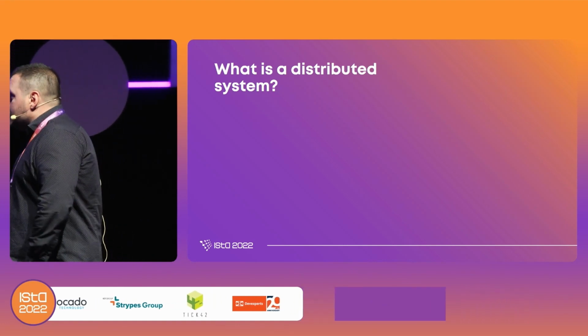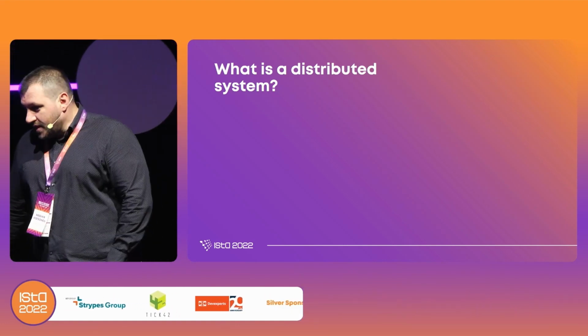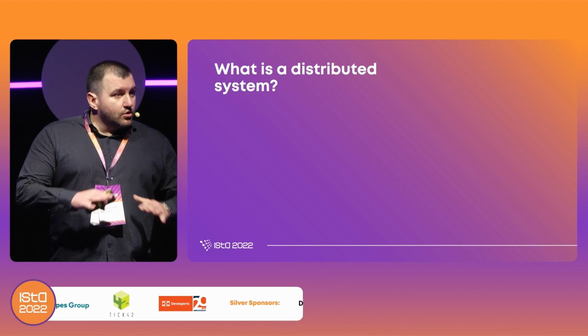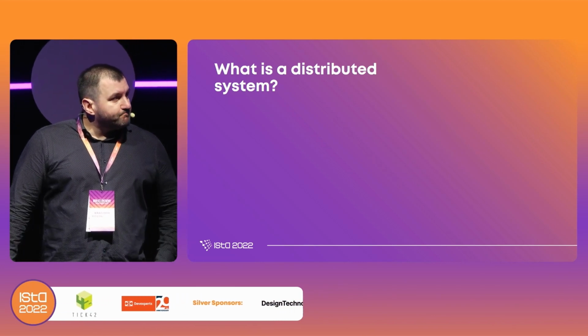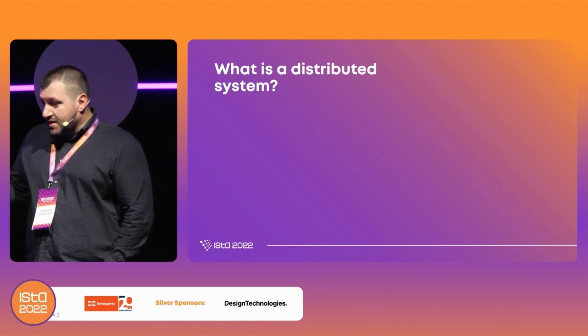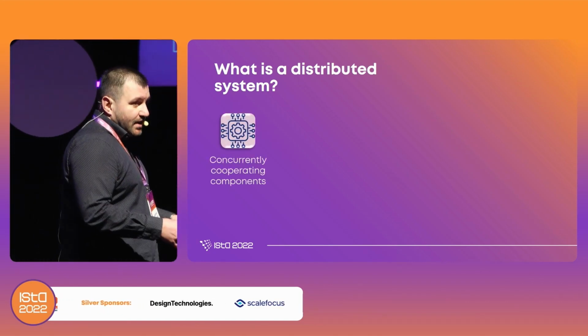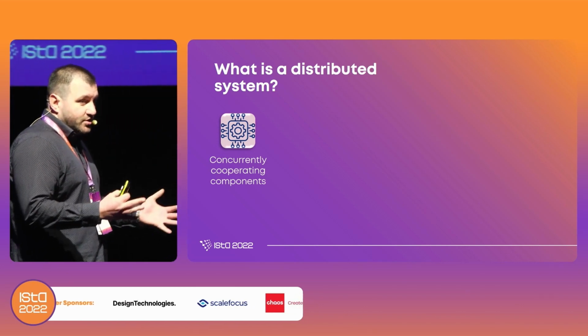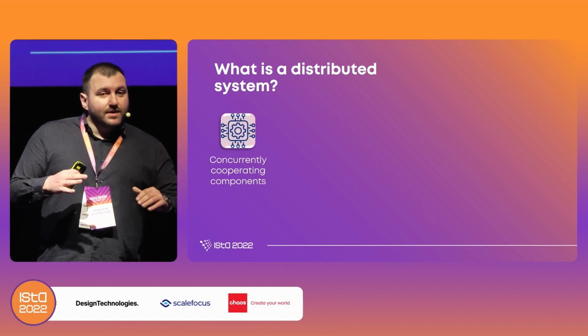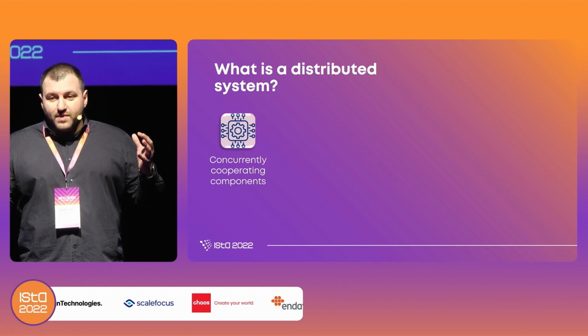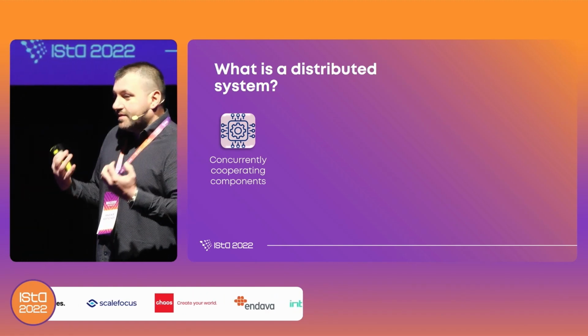So, what is a distributed system? Roughly speaking, you'll find various descriptions online, but most of them include a system built of components that work together in concurrent fashion, and most importantly, they produce more complex behaviors together than they can do on their own.